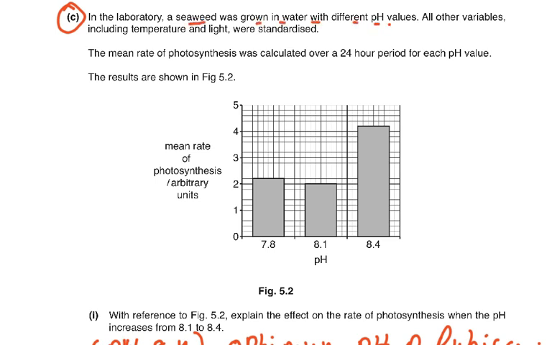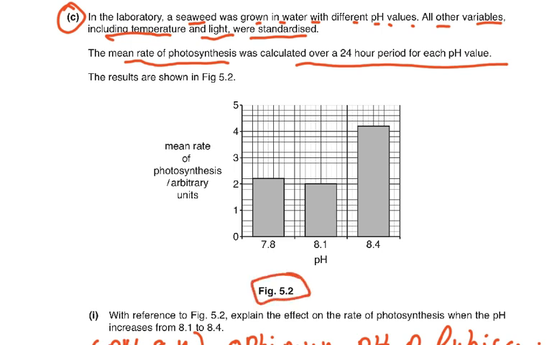in water with different pH values. All other variables, including temperature and light, were standardized. The mean rate of photosynthesis was calculated over a 24-hour period for each pH value. The results are shown in figure 5.2. Mean rate of photosynthesis in arbitrary units, and for pH we have three values: 7.8, 8.1, and 8.4.